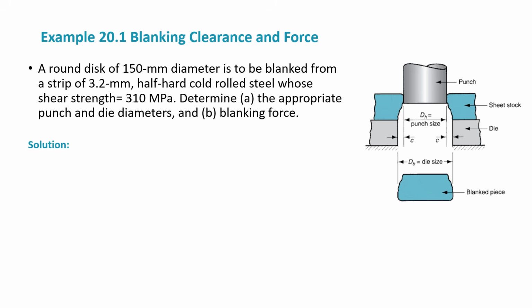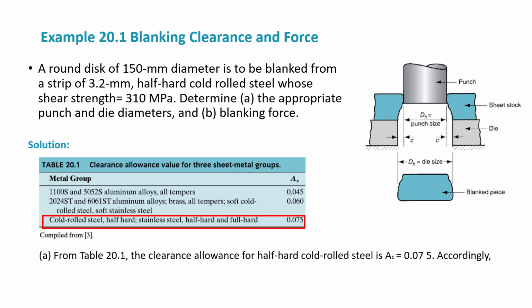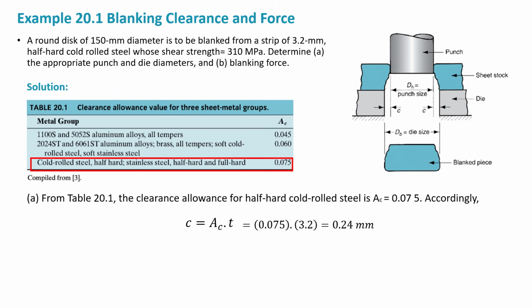We start by having a look at the table, Table 21. We're looking for the material, which is cold rolled steel, half hard, and we find that the value for AC is equal to 0.075. Now we can apply the equation for the clearance. We know AC, and we know the thickness is 3.2 millimeters. So the clearance is equal to 0.24 millimeters.